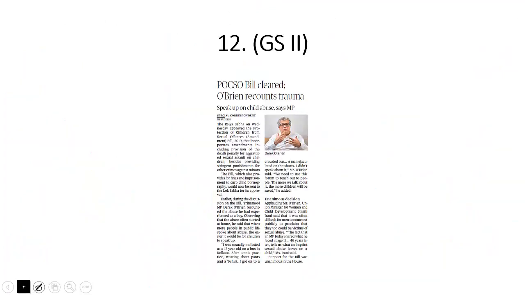Now let's look at another newspaper article on the same page number 12. POCSO bill has been cleared. This bill has been cleared by the Rajya Sabha. Now it will go to Lok Sabha, and in all likelihood Lok Sabha will pass this bill, and then it will be sent to the president for his assent, for his signature, and then this bill will become a law.